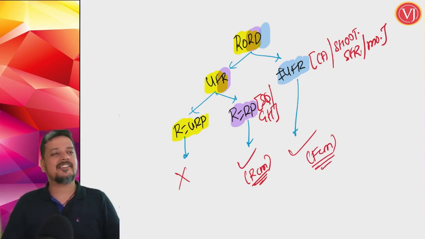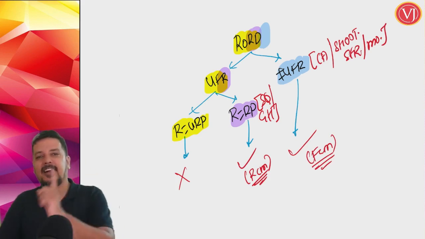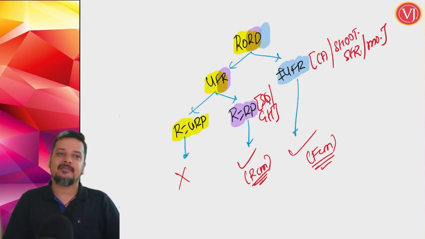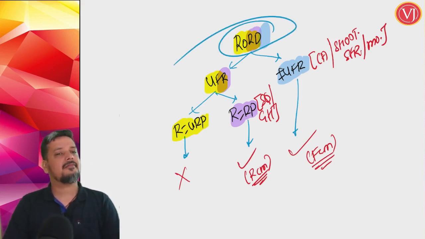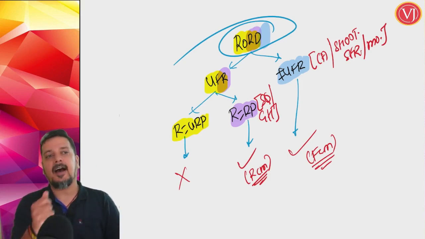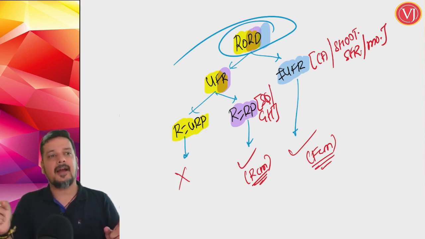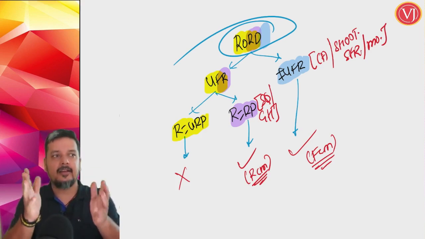It is an excellent scenario to end this. One is exempt, one is taxable under RCM, one is taxable under FCM. By the way, the service is the same: renting of residential dwelling. One category exempt, one category RCM, one category FCM. Exempt, RCM and FCM. Everything is covered here.